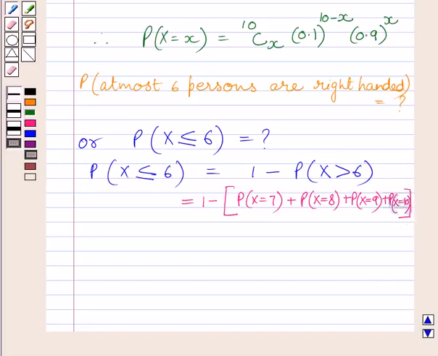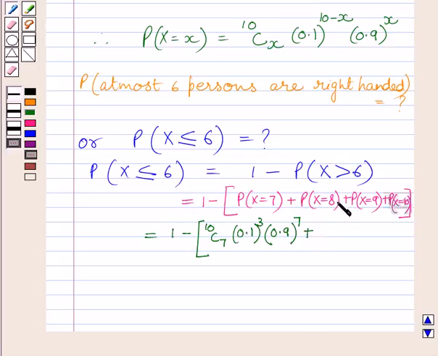Now we can find value of probability of x is equal to 7 by substituting 7 for x in right hand side of this expression, and we get 1 minus 10C7 0.1 raised to the power 3 0.9 raised to the power 7.